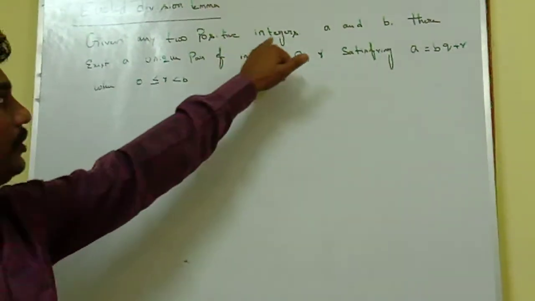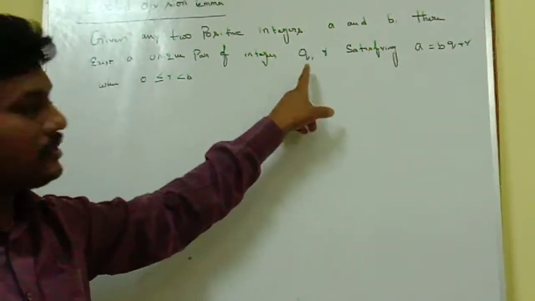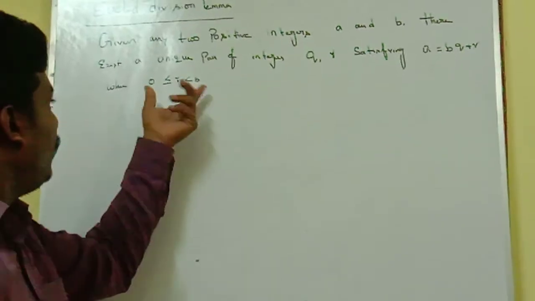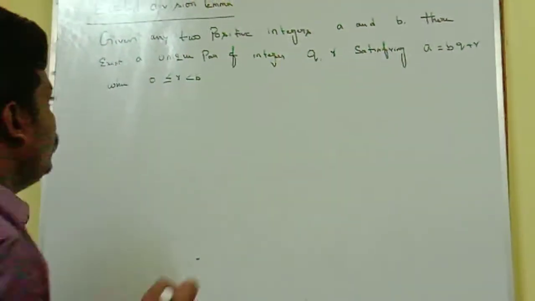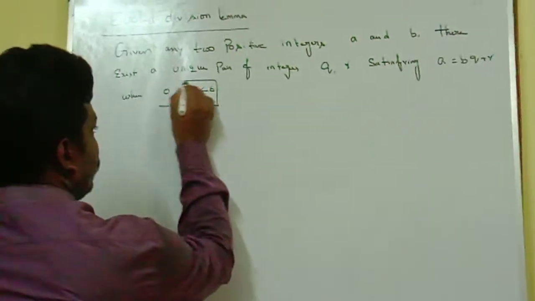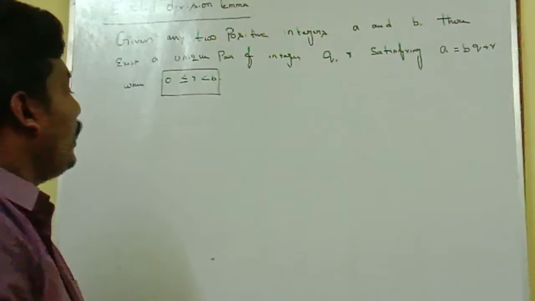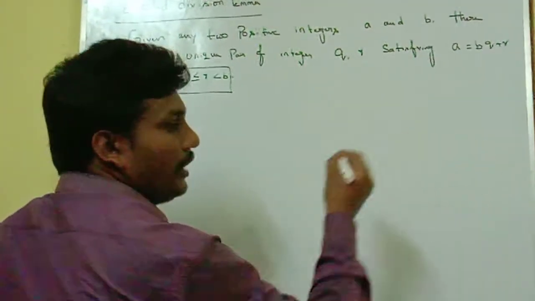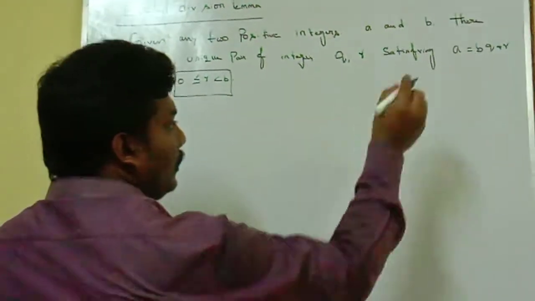So given any two positive integers a and b, there exists a unique pair of integers q, r satisfying a is equal to bq plus r, where 0 less than or equal to r less than b. This is a very important condition. I am going to explain this Euclid division lemma statement now.